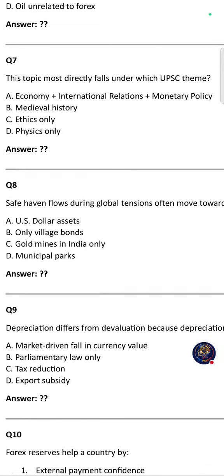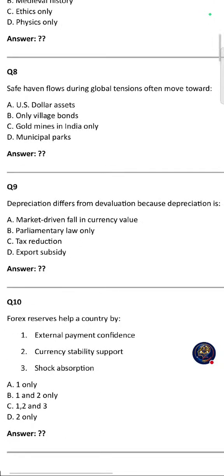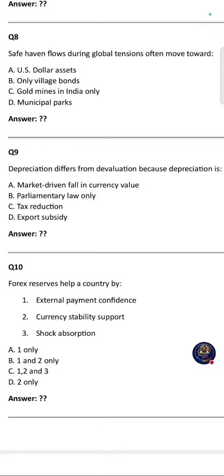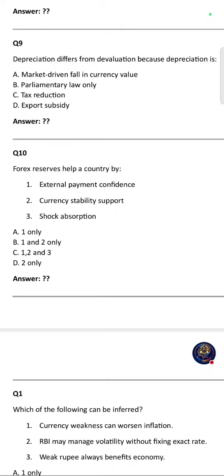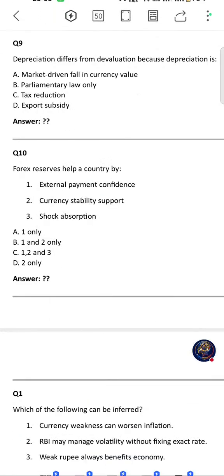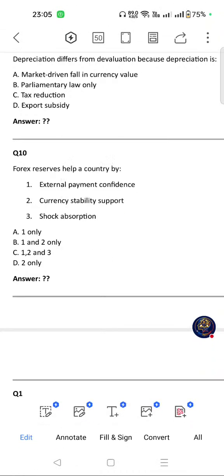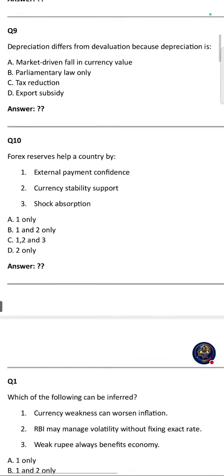Next, 8th question. Safe haven flows during global tensions often move towards: correct answer is US dollar assets. Next question. Depreciation differs from devaluation because depreciation is a market-driven fall in currency value.